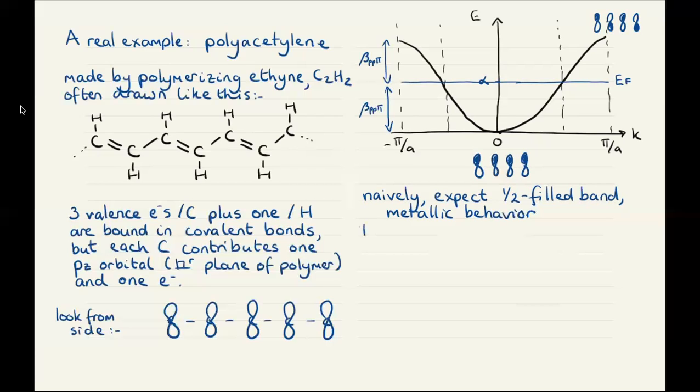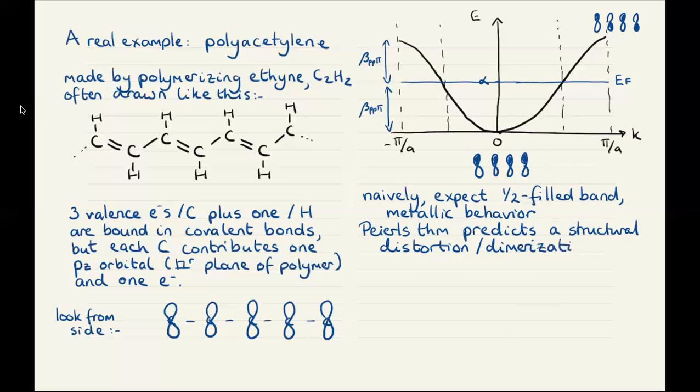If we take into account the Peierls theorem, then we would predict a structural distortion, a dimerization. It would be a dimerization because the Fermi energy is at pi over 2a, so we expect the unit cell to double, and this would open a band gap and give us insulating behavior.